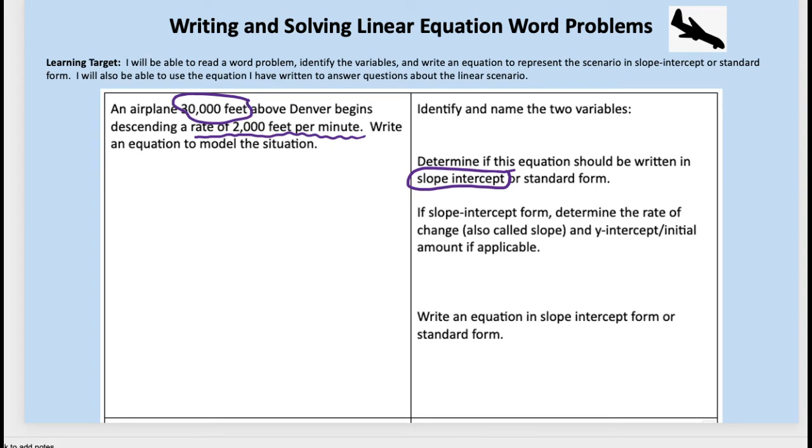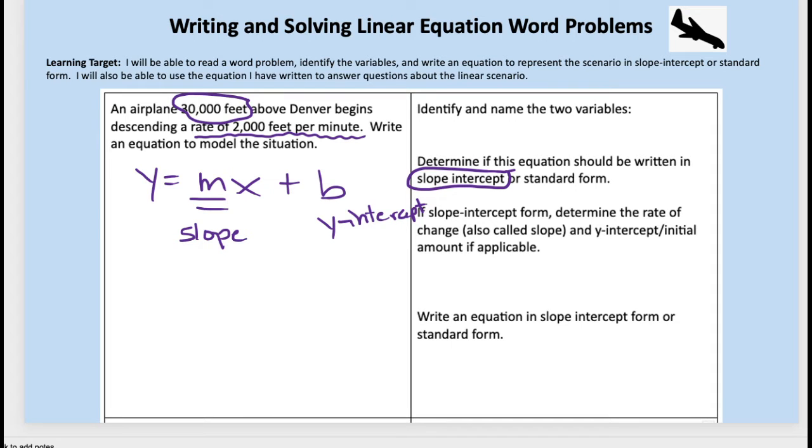I'm going to be able to write an equation in slope-intercept form because remember, slope-intercept form is easy to do when you're given the slope or the rate of change, and then you're also given the y-intercept, and in this case, it's the initial amount. So now that I know I'm going to do that, let's go ahead and identify the variables. Let me read it again. It starts at 30,000 feet and it's descending at a rate of 2,000 feet per minute.